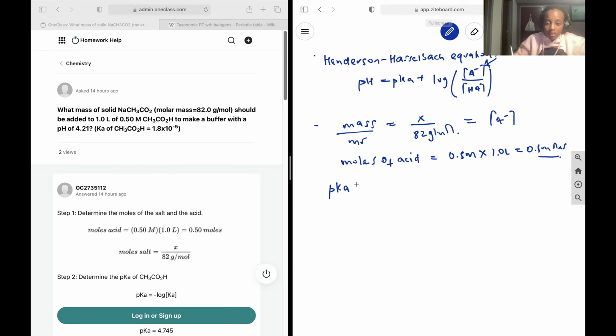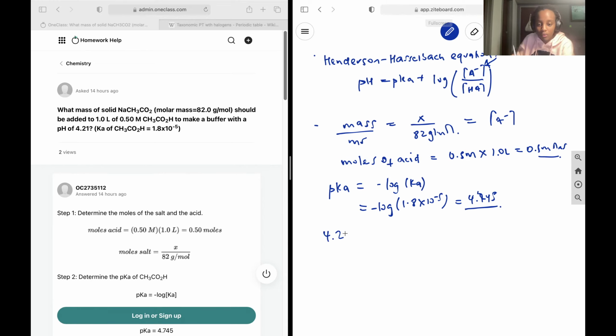pKa is equal to the negative log of Ka, and that's going to be the negative logarithm of 1.8 times 10 to the negative 5. And that's going to give us 4.745. So our equation is going to look like this. 4.21, the pH given in the question, is equal to 4.745 plus log x over 82 divided by 0.5.